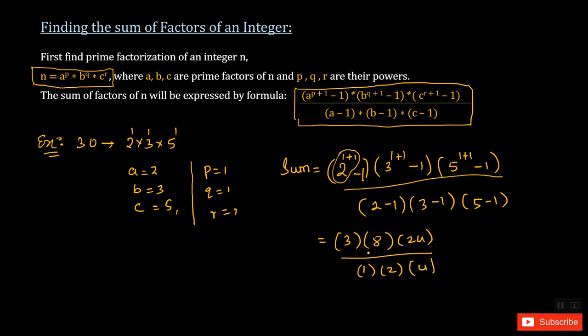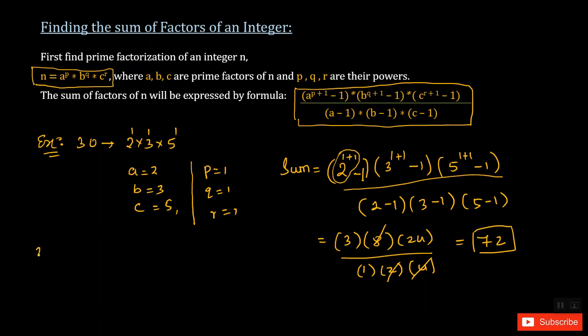Instead of brackets, you can represent it with the multiplication sign as well. It's just a way of representing. So simplified, the 8s get cancelled out. What we are getting here is 24 times 3, which is 72. So the sum of all the factors of 30 gives you 72.